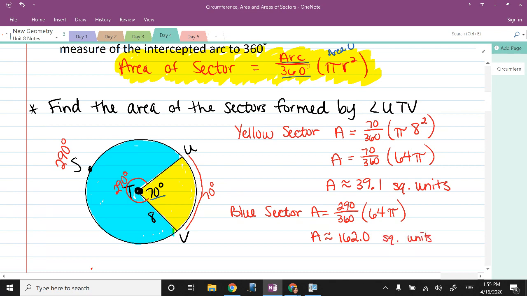So another way we could have got the blue is we could have found the area of the whole entire circle and then subtracted that 39.1 as well. Okay, so that's another way you can find the second sector. All right, these just take practice. It's going to get easier as we go on. Like I said, the formula is real simple. It's just the arc measure over 360 times pi r squared.